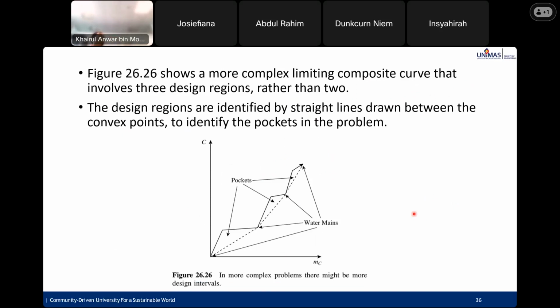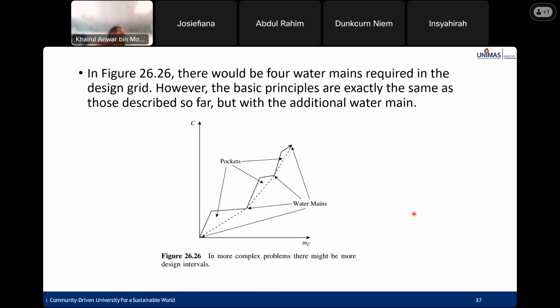Figure 26.26 shows a more complex limiting composite curve that involves three design regions. So you have three pockets with three design regions, rather than two. Before this, we only had two. The design regions and pockets in the problem are defined by straight lines drawn between the convex points. In figure 26, there would be 4 water mains instead of 3 water mains in the design grid. However, the basic principles are exactly the same as those described so far, but with an additional water main.